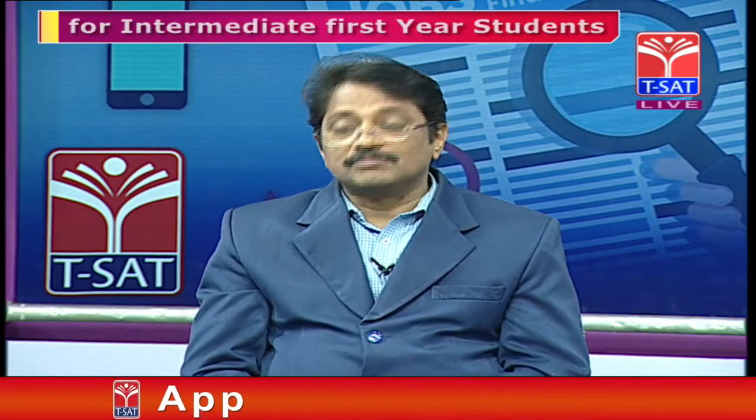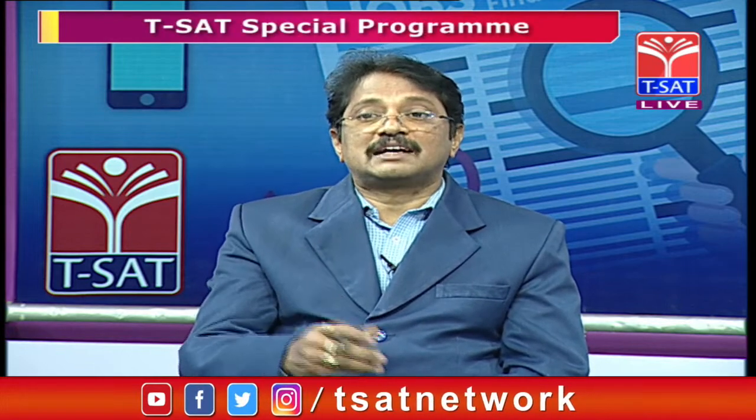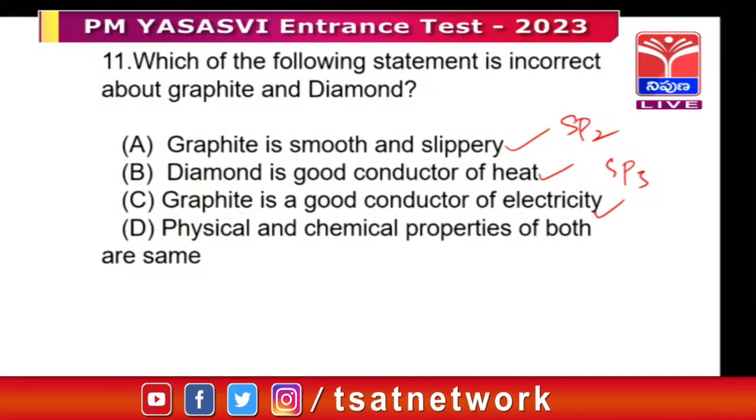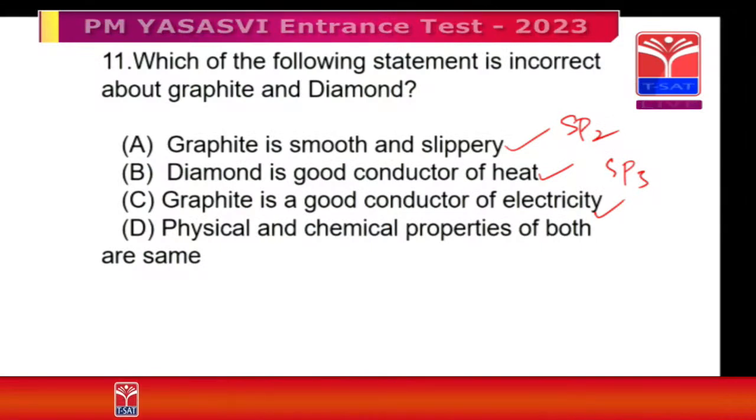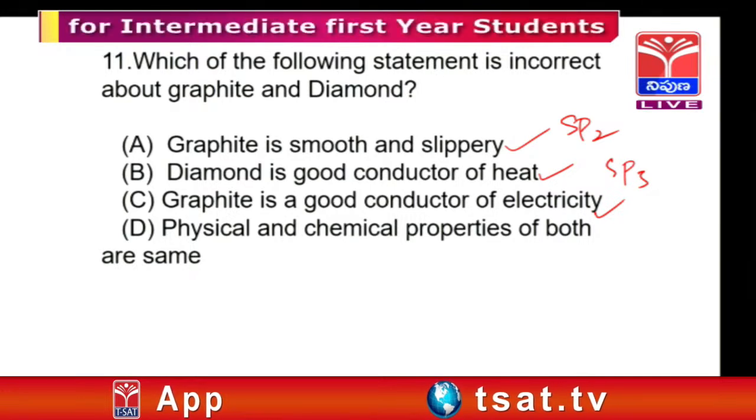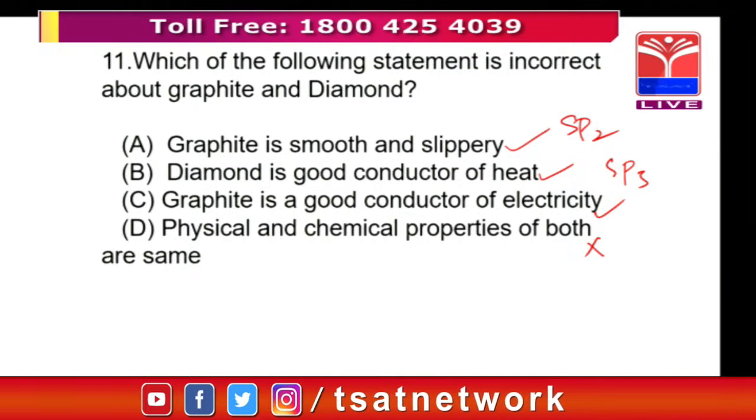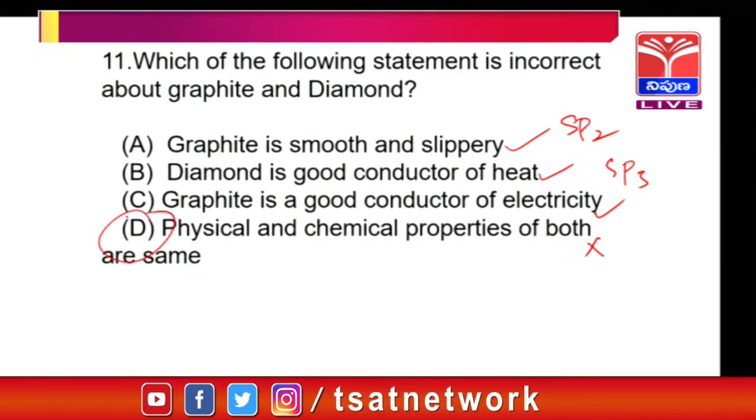Yeah, weak bonding and strong bonding. Diamond has a crystal structure with a strong bonding angle, but graphite does not have strong bonding; its physical and chemical properties are different. Option D says the physical and chemical properties of both are the same, so it is not correct. As per the question, which statement is incorrect? So, option D is the correct answer.